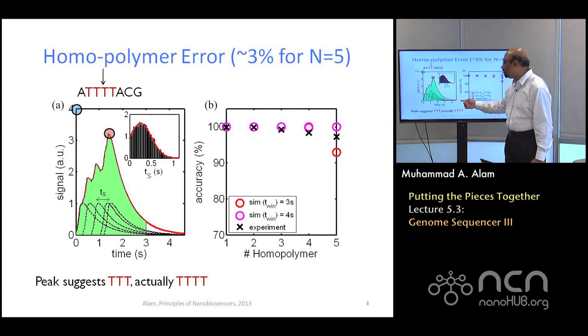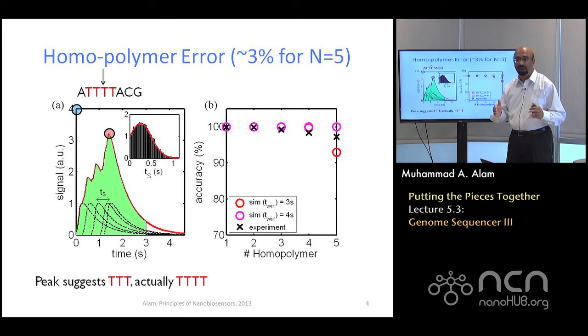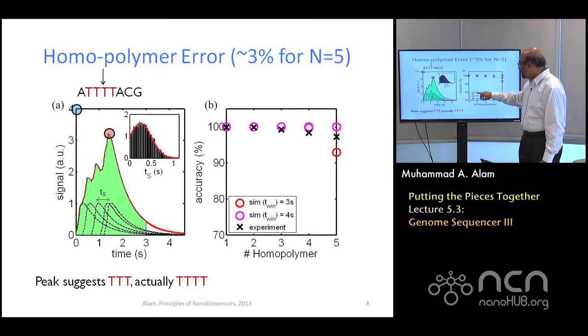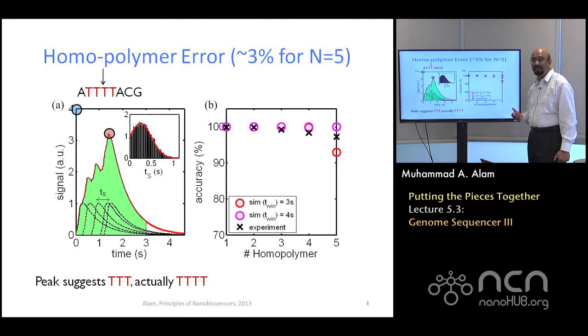But of course, you cannot make it too long because then you will be reading forever. In each well, you have to read many sequences down the road, so you cannot wait forever. So if you wait, for example, on the right-hand side, 3 seconds, which is the red line, it turns out by the time you have 5 homopolymers in a sequence, you have tremendous error, on a 10% level of error in reading, which is very bad selectivity and will have very detrimental consequences.